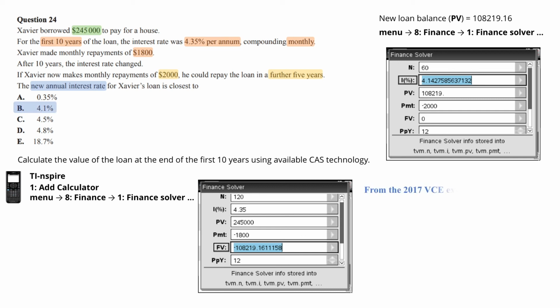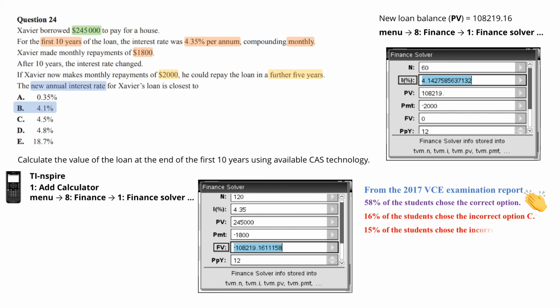From the 2017 VCAA examination report, 58% of the students chose the correct option, with 16% of the students choosing the incorrect option C and 15% of the students choosing the incorrect option D.